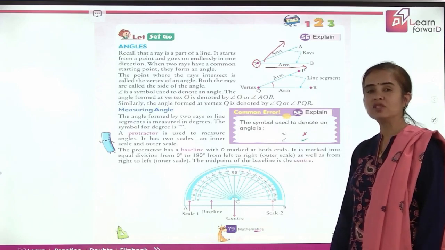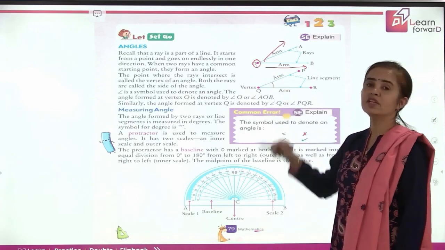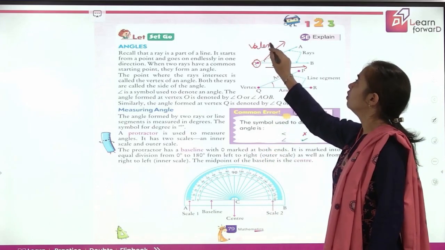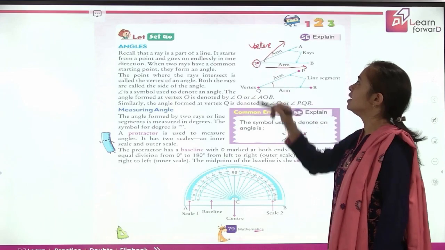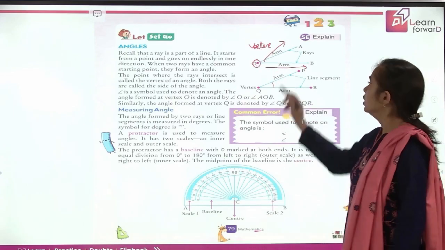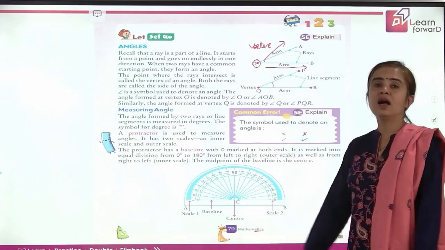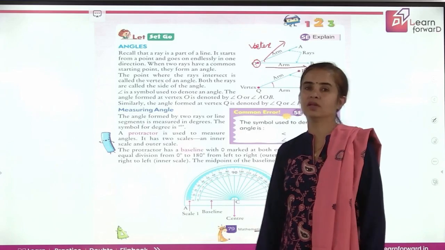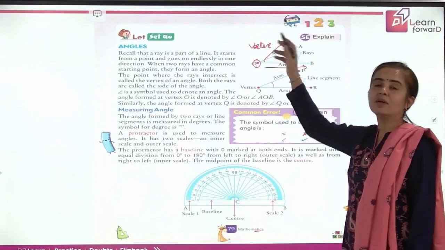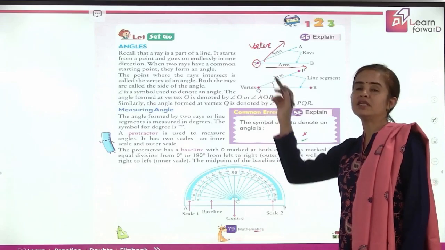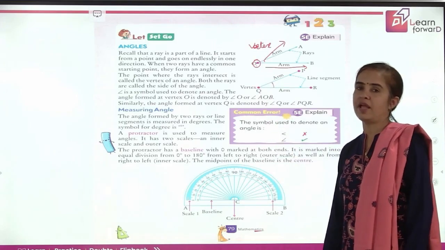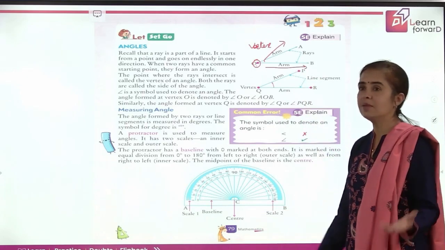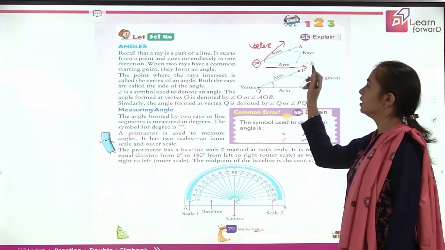What are the different parts of this angle? Let us understand. This fixed point is called the vertex. What is it called? Vertex. V-E-R-T-E-X, vertex. The two rays are called the arms of your angle. They are just like your two arms, children. So these two are the arms of the angle. This point is fixed. This is called the vertex of the angle. And how do you write the name of this angle? Each ray has a name. This ray is OA, this ray is OB.